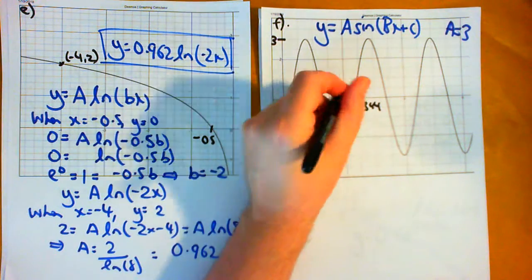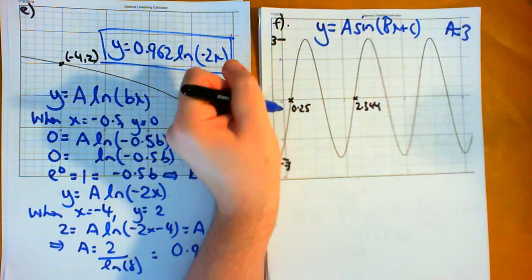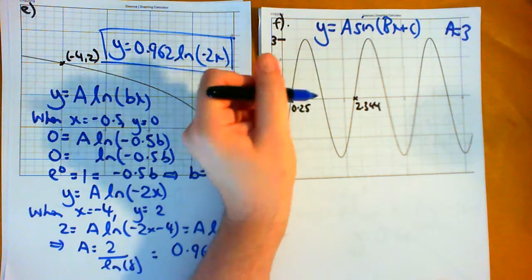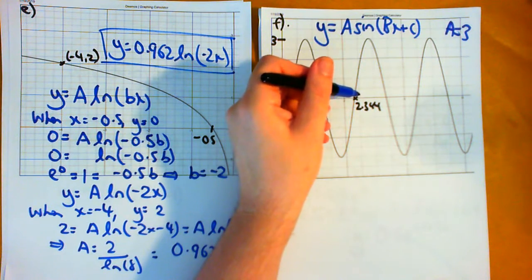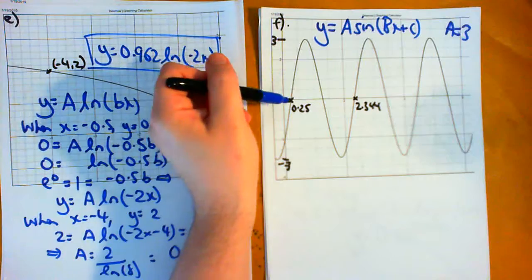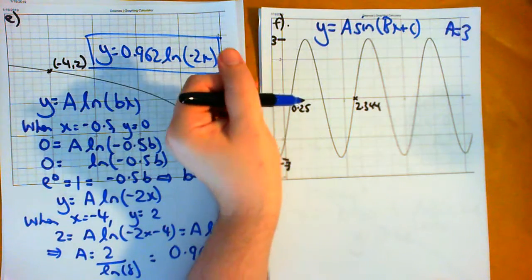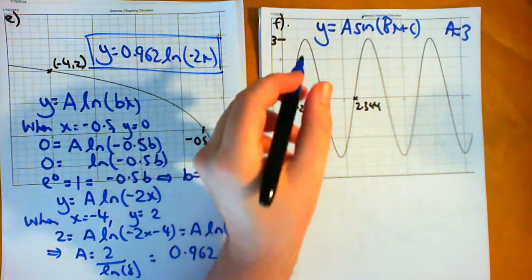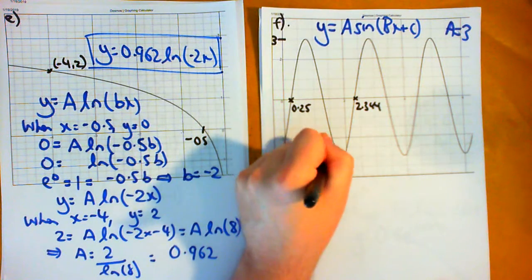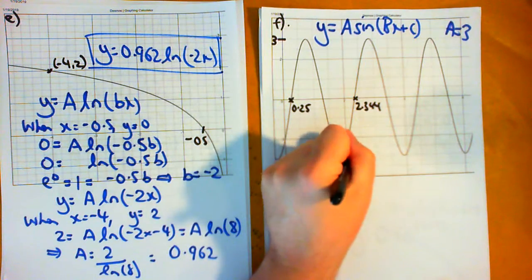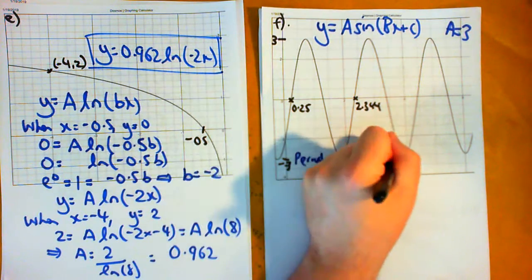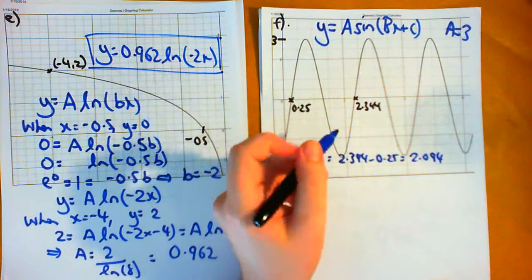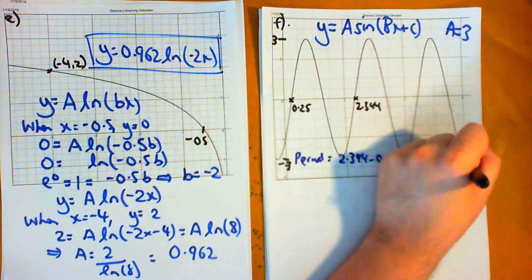Recognise as well that these 2 points are exactly 1 cycle apart, because this point is where it goes through the x-axis on the way up, and this point is the next time it goes through the x-axis going up as you're moving left to right. So from here to here is a full cycle. So the difference between these 2 values is going to be your period. So your period is going to be 2.344 minus 0.25, which is going to be 2.094. Okay, so this has got to be equal to 2 pi over b.